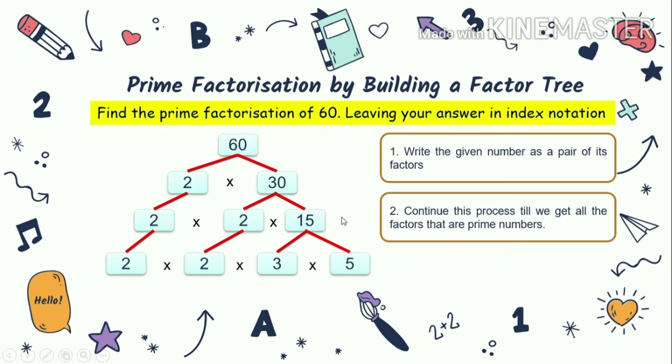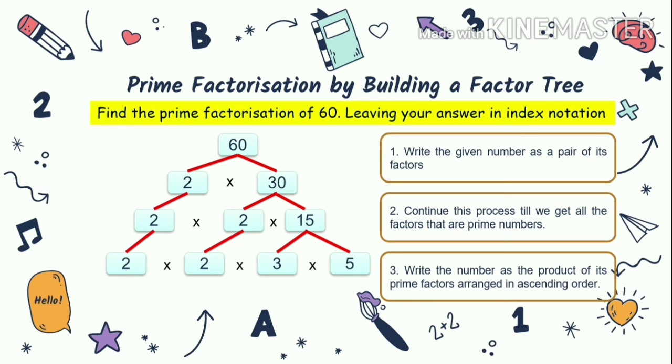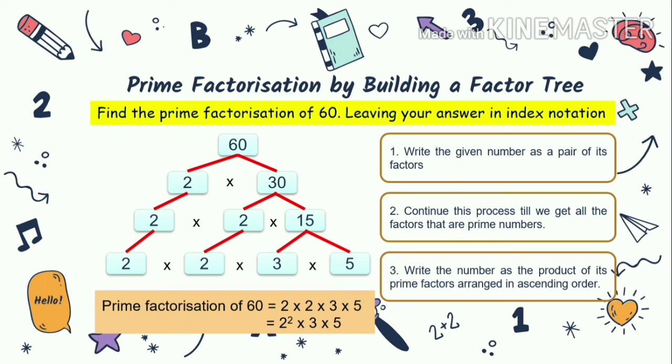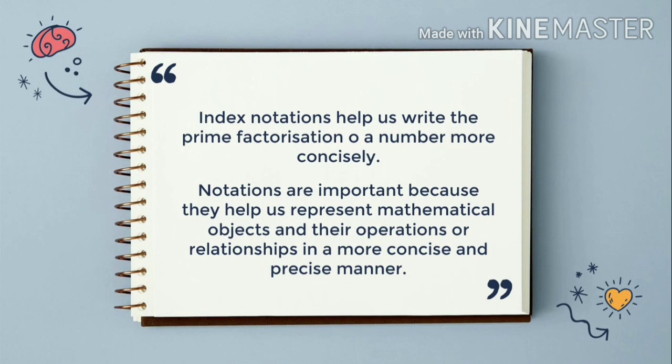Those are all prime numbers. So the last step is to write the number as the product of its prime factors arranged in ascending order. So the prime factorization of 60 equals 2 times 2 times 3 times 5, and then you write 2 squared times 3 times 5. Okay, that's all about prime factorization.